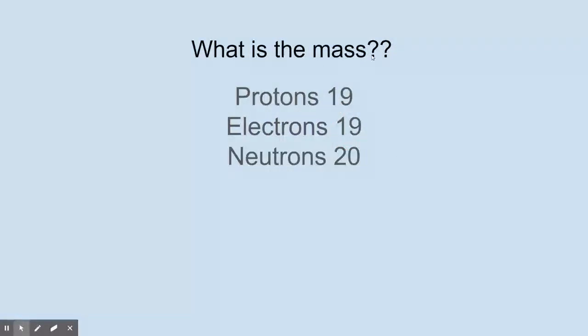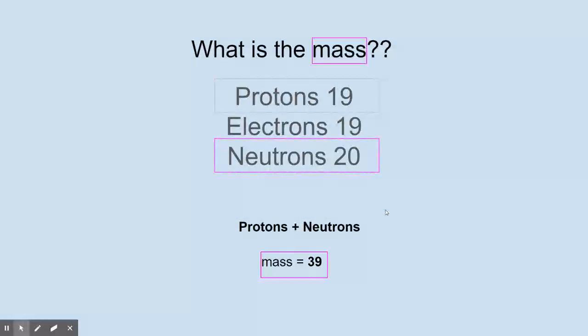What is the mass? You remember in the very beginning of this, we talked about where most of that mass comes from in an atom. And it's going to be the protons and neutrons. Protons and neutrons. That's where the mass comes from.